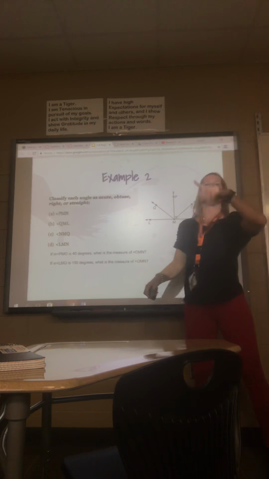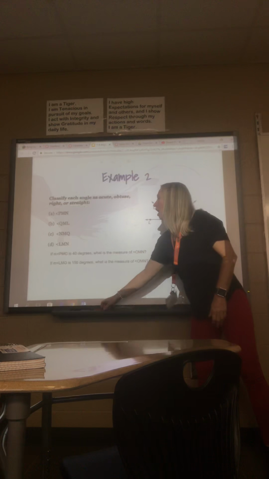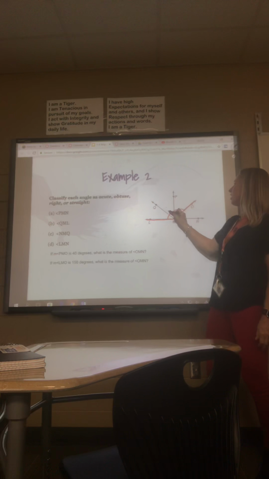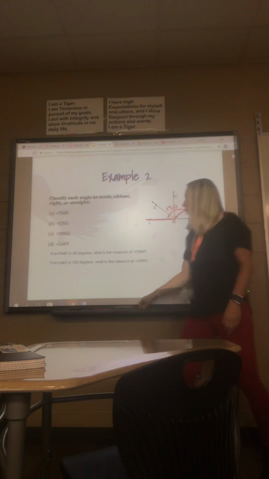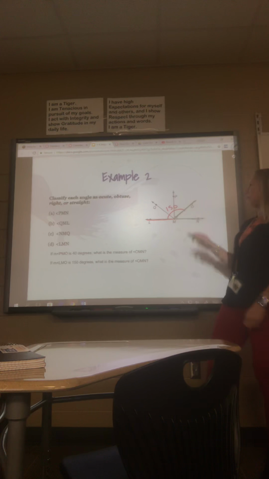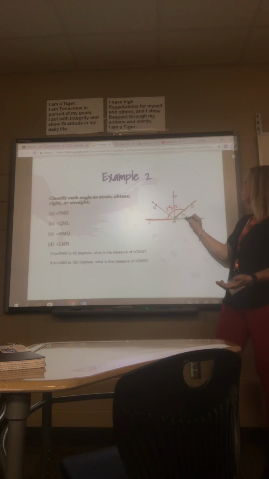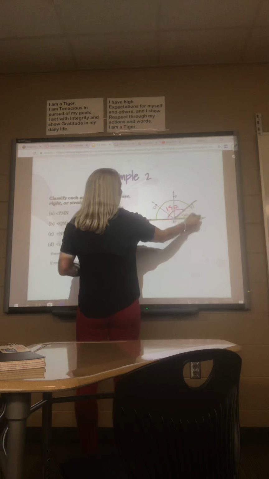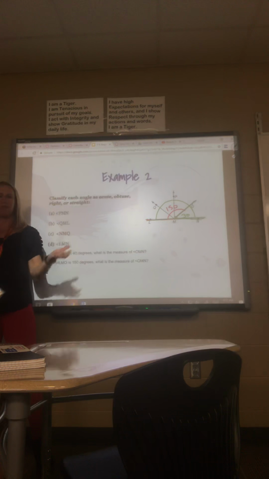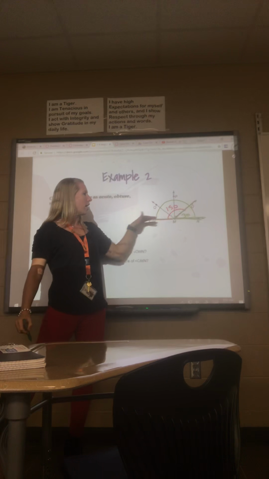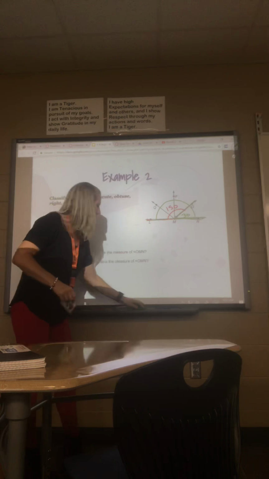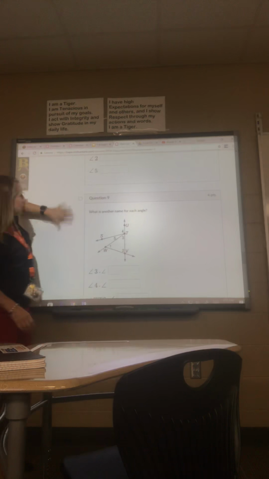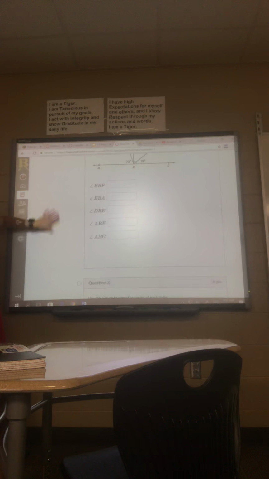You do not need the degree sign, just put the number in there. If LMO is 150 degrees, what would OMN be? 30. How'd you get 30? Because it's a straight angle. This whole thing would be 180. So 180 minus 150 is 30. So a straight angle is 180, a right angle is 90. So you'll have to use that when you're trying to find the angle measures in number 7.